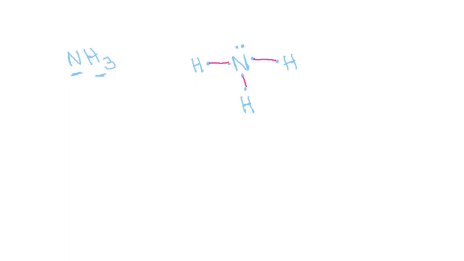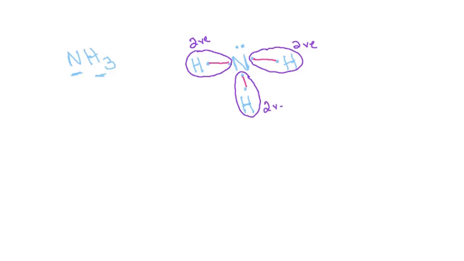Alright, now let's do the circle test. Here's hydrogen, and that gives it 2 valence electrons. That satisfies its duet rule. Here's another hydrogen, and that's 2 valence electrons. That satisfies the duet rule. And here's the third hydrogen with 2 valence electrons. That satisfies hydrogen's duet rule.